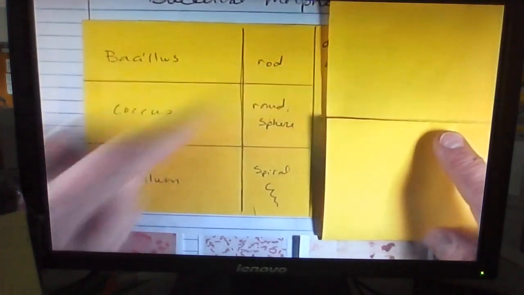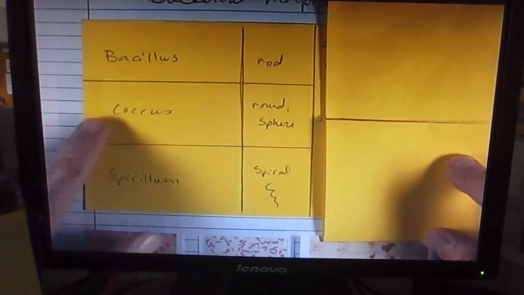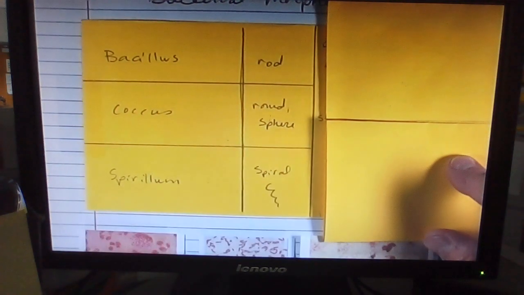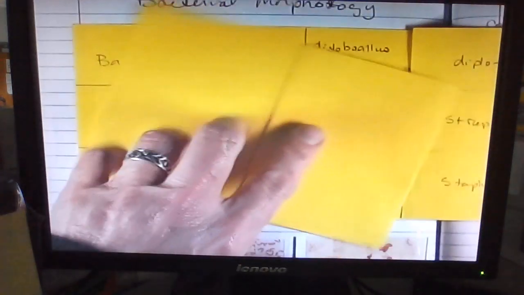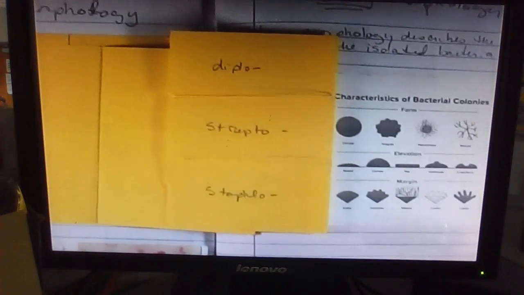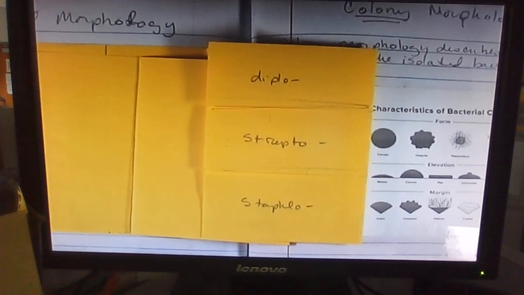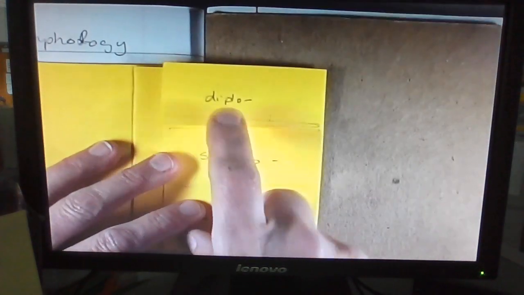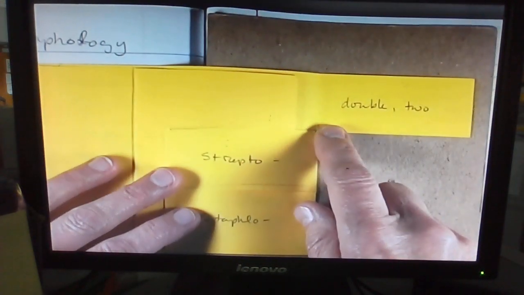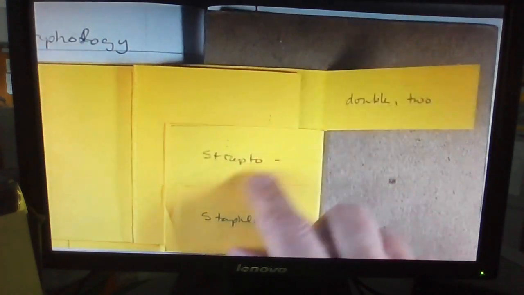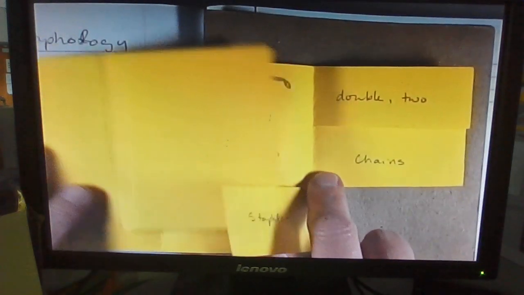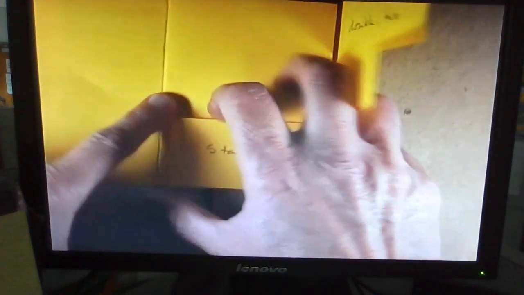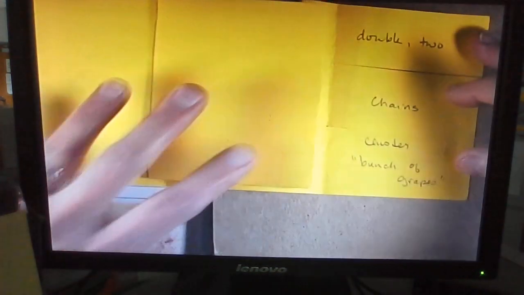Bacillus is a rod-shaped bacteria. Coccus is a round or sphere-shaped bacteria. And spirillum is a spiral-shaped bacteria. Another component of bacterial morphology is the fact that we can look at how the bacteria are arranged. The diplo prefix means double or two. The strepto prefix means strips, means chains of bacteria. Staphylo means clusters, kind of like a bunch of grapes.